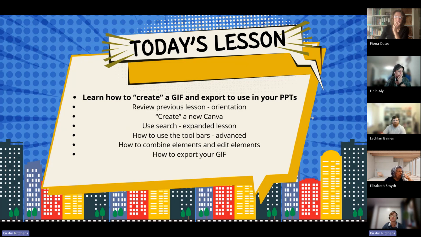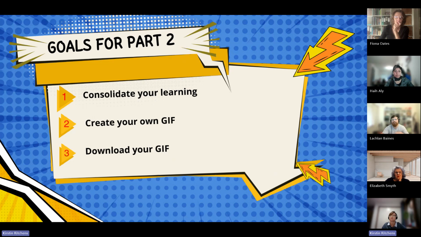So we're going to review a little bit about what we learned in the previous lesson in regards to where the tools are. We're going to create a new Canva. We're going to use the search again, but a little bit more search. And we're going to learn how to export our GIF and use our GIF. Okay, so the goals are to consolidate your learning, create your own GIF, and download it.